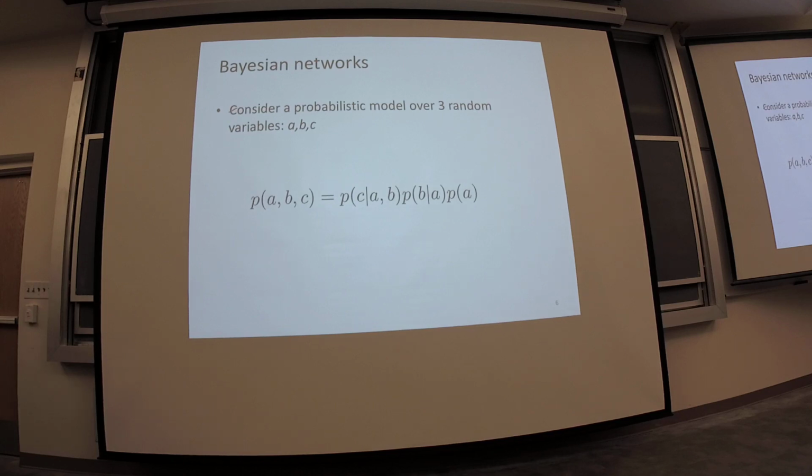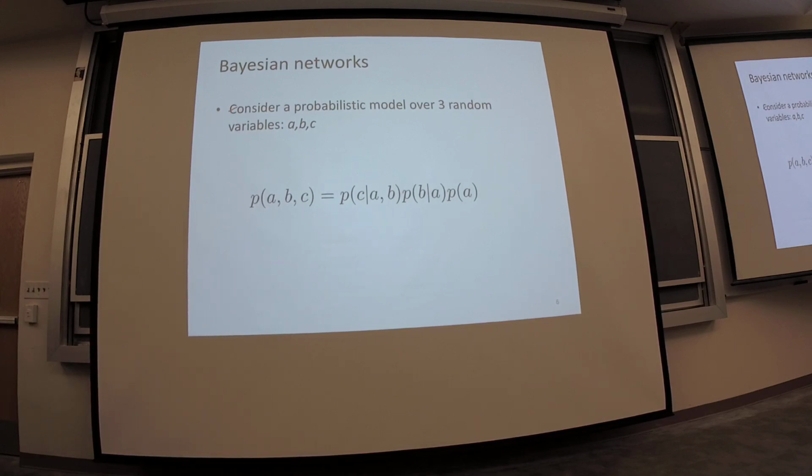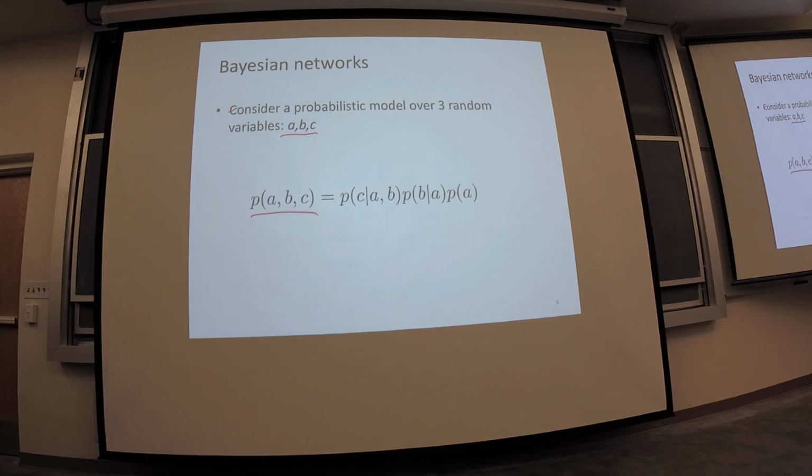Let us consider a specific case. We only consider three random variables in our probabilistic network, A, B, C. We can factorize our joint probability according to Bayes rule as first the probability of A, then P of B given A, and P of C given A and B. This is a standard application of Bayes rule.